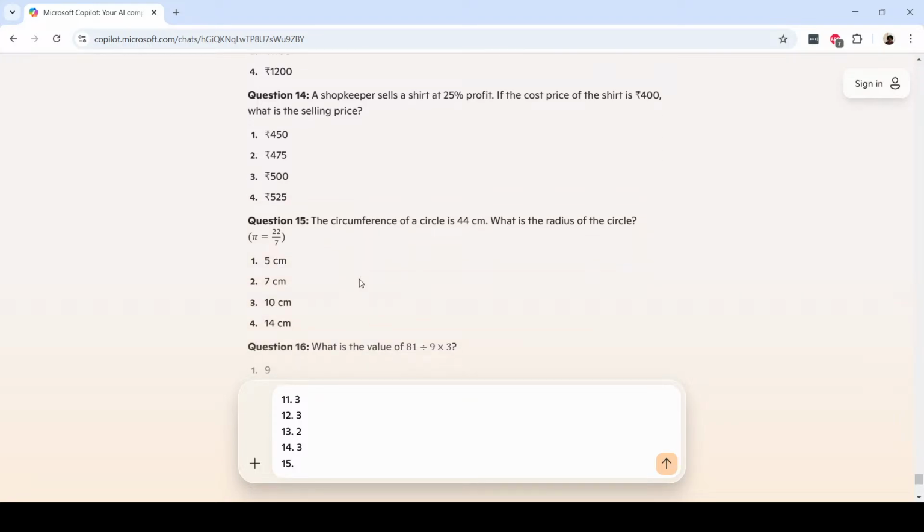The circumference of a circle is 44 centimeters. What is the radius of the circle? So pi is 22 by 7. Okay. So circumference would be 2 pi r. So 2 into 22 by 7 into r equals 44. So 7.